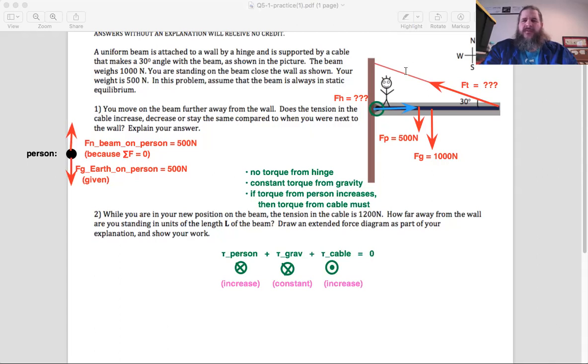And I think this should match up with what we should expect intuitively. As you walk further and further out on the beam, you're pushing with the same force, but further out, so the tension is going to need to get stronger to support you. Whereas if you're closer to the wall, then the pivot is going to be doing most of the support. So as you stand further and further out on the beam, tension is going to have to get stronger and stronger. Any questions on that so far?